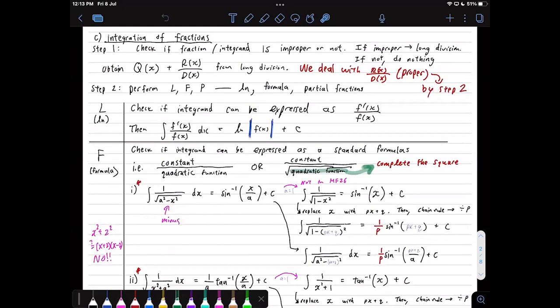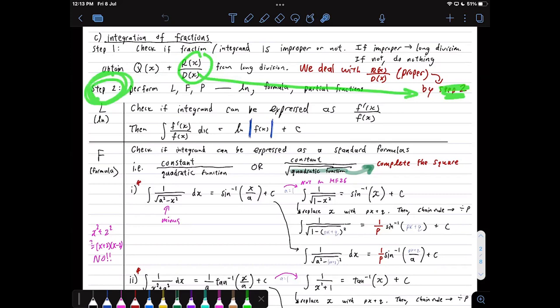Then part C is integration of fractions. So there are 2 steps. Step 1 is to check if the fraction is improper or not. If improper, you do long division, you get this quotient plus the remainder over the denominator. This remainder term, you have to deal with it. How do you deal with it? By using step 2, which is what I'm talking about here.